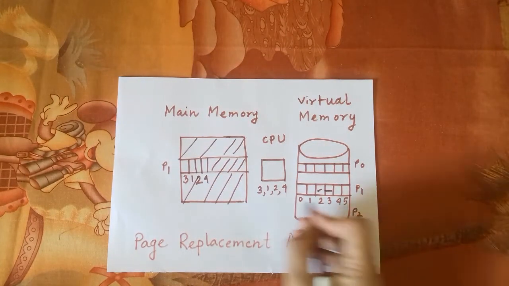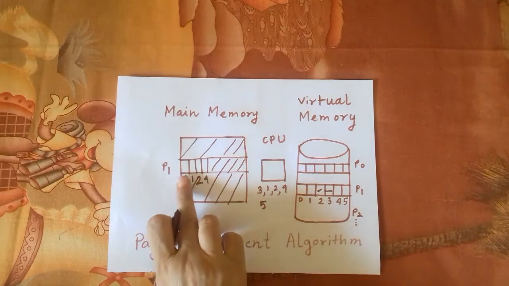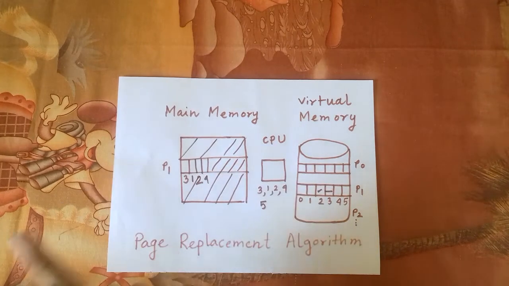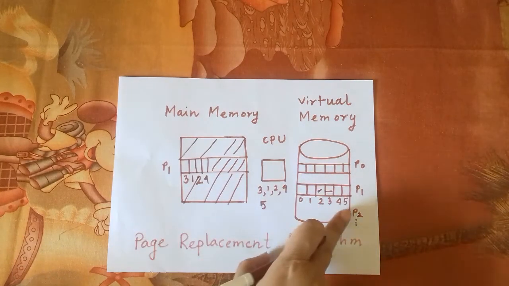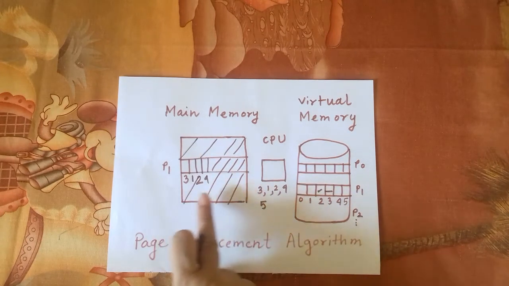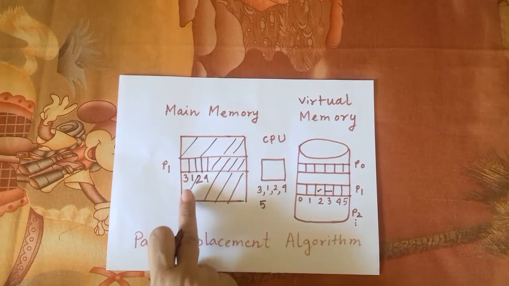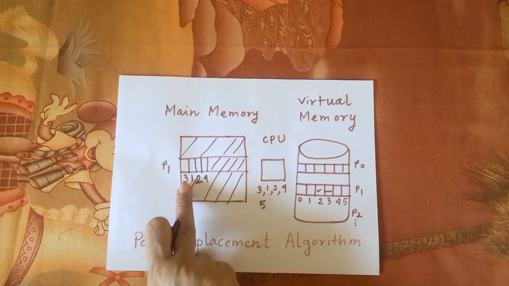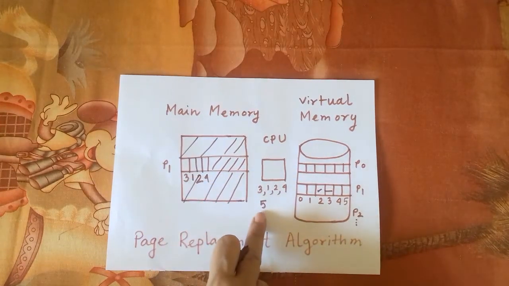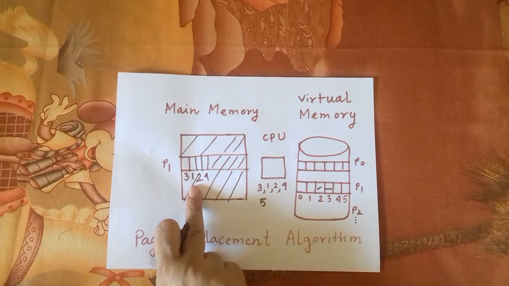Let's say the next page needed is page number 5. Is it present in memory? No, it is not present in main memory. So page 5 should be taken from virtual memory to main memory, but no memory space is available. So what we have to do is swap a page. Either 3 should be replaced by 5, or any one of 1, 2, 4 should be replaced by 5, because 5 has to be brought into main memory.